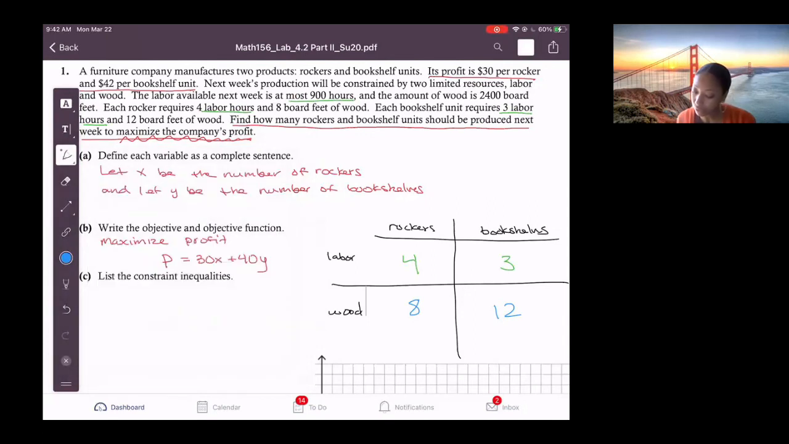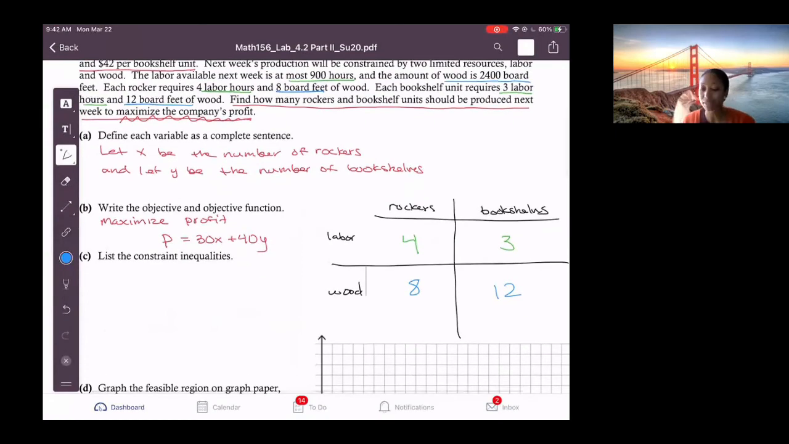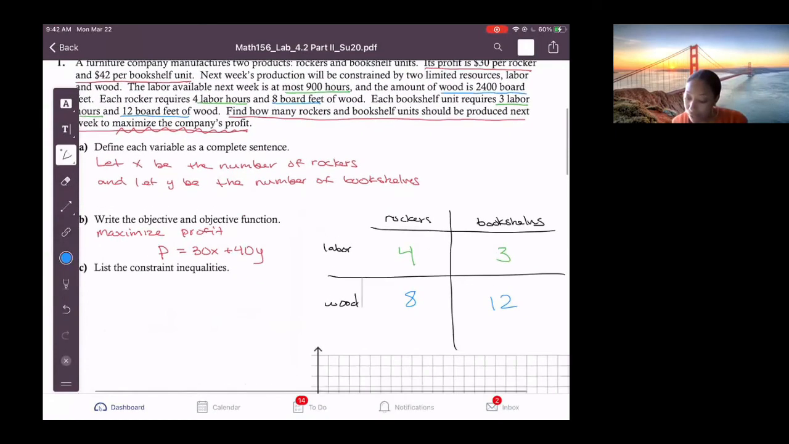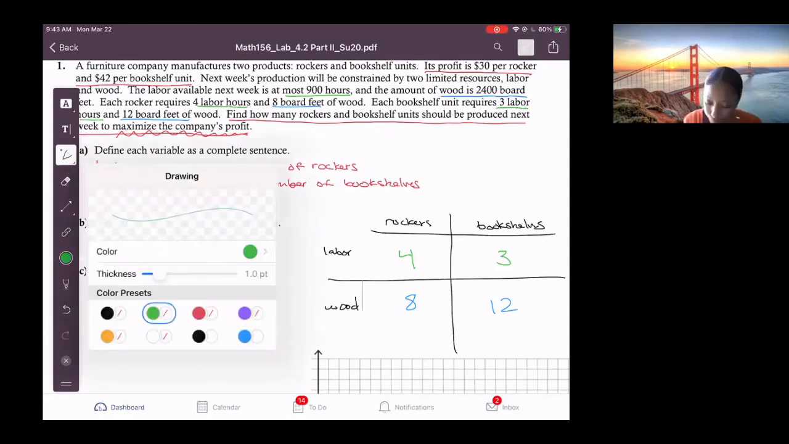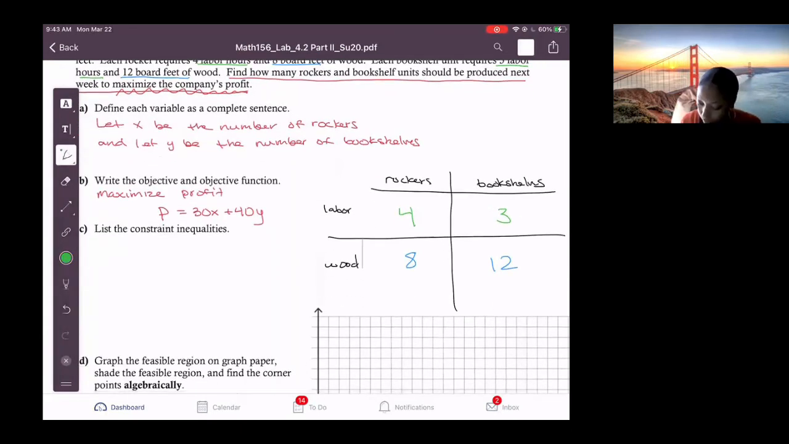And then highlighting the others, we have at most 2,400 feet of wood. We need 8 and 12. All right, now that all of this information is given to us, our keyword here is at most. We have at most 900 hours and a certain amount of wood. That means that is the maximum amount that we can use. You can't go over that. We can have less than that, but we can't have more than that. When we see at most, we should have a less than or equal to sign. I'll stop here after the setup and let you finish the rest.